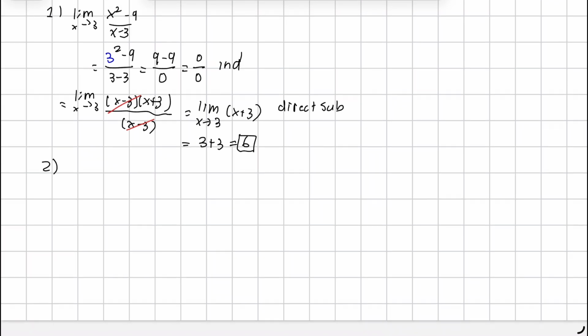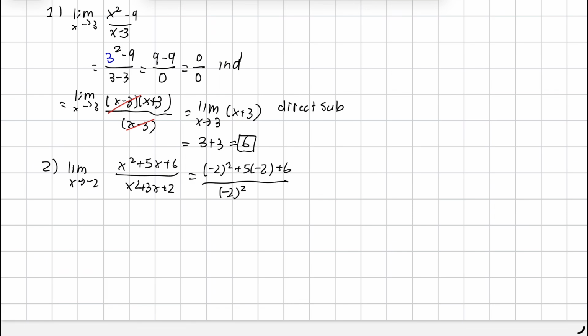Now for our next example, let's do the limit as x approaches negative 2 of x squared plus 5x plus 6, all divided by x squared plus 3x plus 2. Now, if we do direct substitution, we have negative 2 squared plus 5 times negative 2 plus 6, all divided by negative 2 squared plus 3 times negative 2 plus 2. We get 4 plus 5 times negative 2, which is negative 10, plus 6, and then negative 2 squared, that's 4, minus 6 plus 2. And you get another indeterminate form of 0 over 0, which means we're going to have to factor.